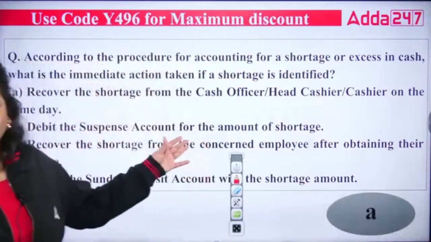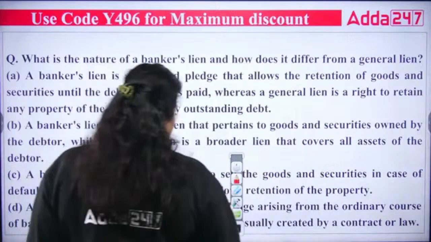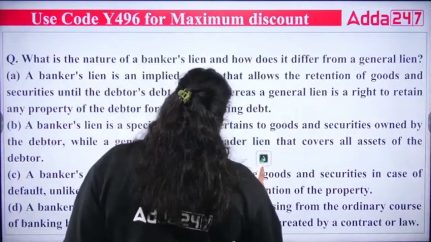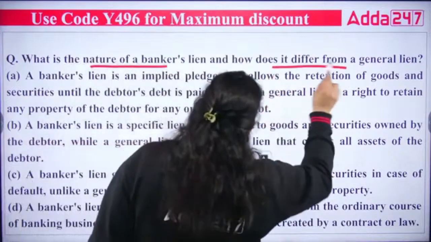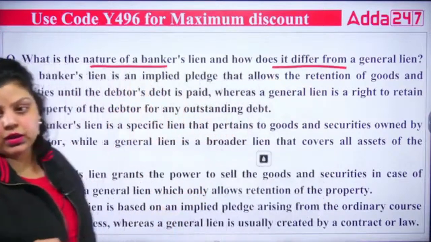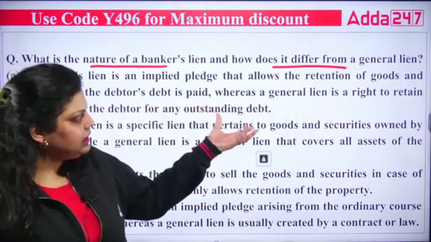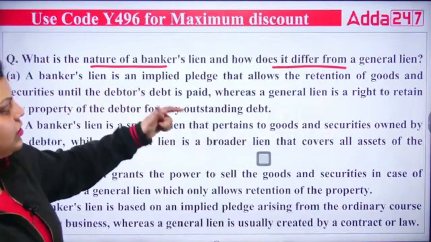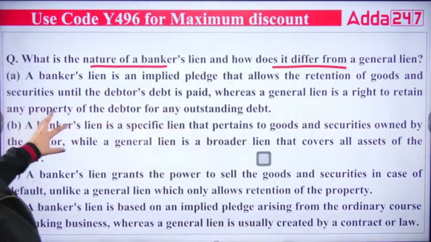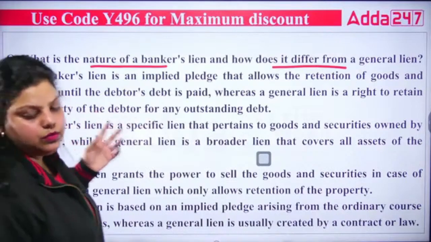Right answer is your what? A. Next question. Next is talking about, again you can see it seems a very big question. It's talking about a lien. What is the nature of a banker's lien and how is it different from the general lien? So first is saying a banker's lien is an implied lien that allows the retention of goods and security until the debtor's debt is paid, whereas a general lien is a right to retain any property of the debtor for any outstanding period. So lien is simply a type of security.